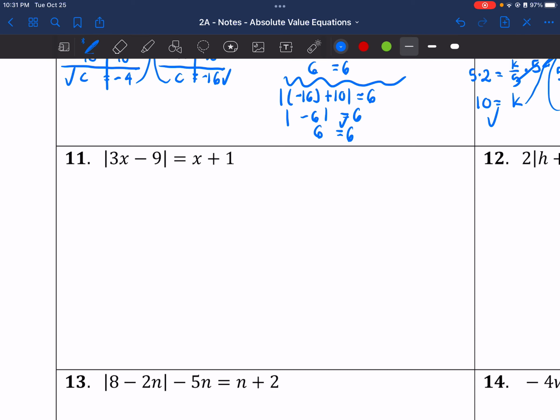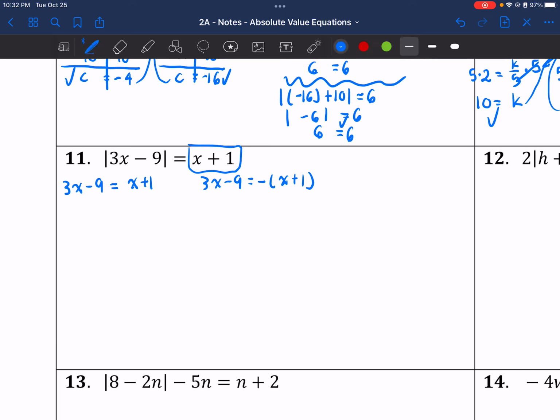We're going to split our equation into the positive side and the negative side of our equation. So we get 3x minus 9 is equal to our positive side, which is just x plus 1. Now we want to make sure that we deal with the negative side of our expression as well. We get 3x minus 9 is equal to our negative side. And since we're taking the negative of this whole expression, we have to put this whole expression in parentheses.